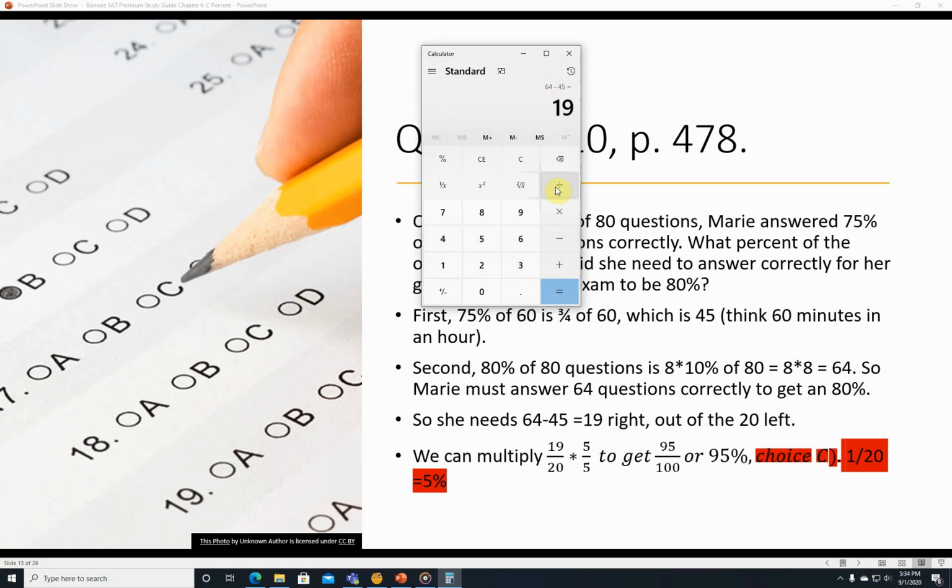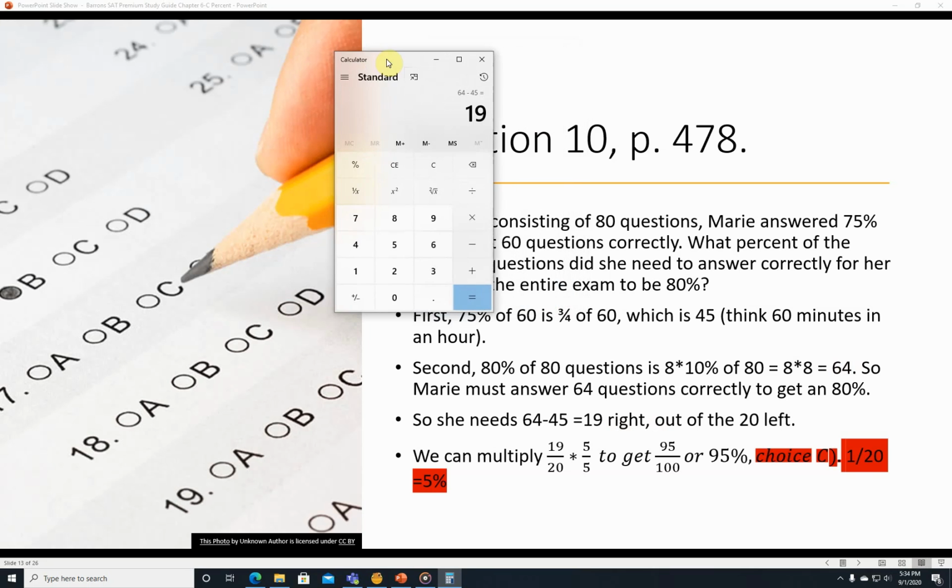That's 19. Okay, 19, and we know there are 20 left because she did 60. So that means 19 divided by 20 out of the remaining. That's 0.95, or 95%. You can multiply it by 100 if you're really insecure about it. So there's your 95. That's 95%.